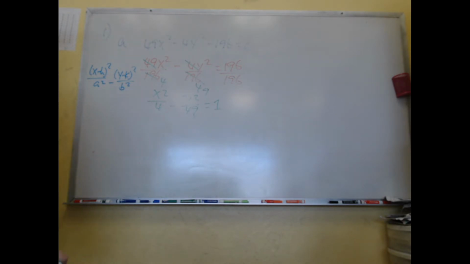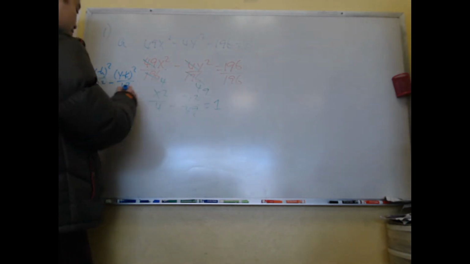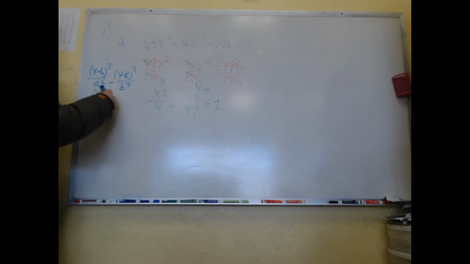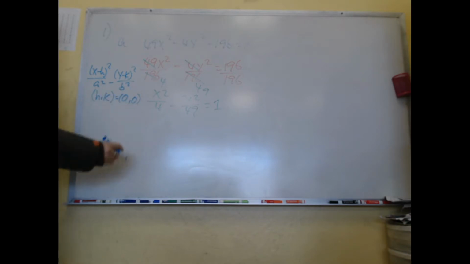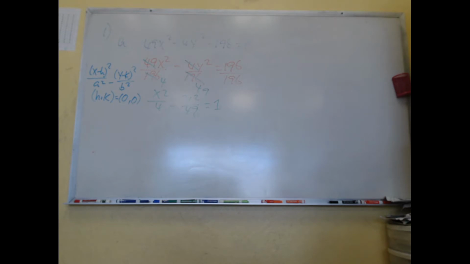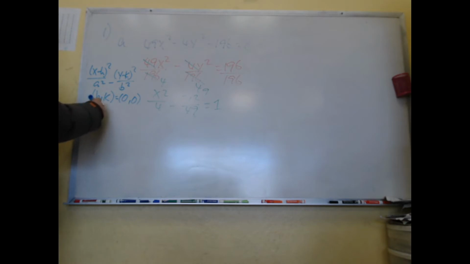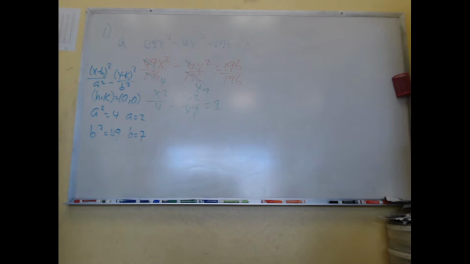Okay, so now h and k. 0, 0. What else do we know? A squared. So what would be the value of a squared? A squared is 4. So that means a is 2. B squared is 49, and then b is 7.